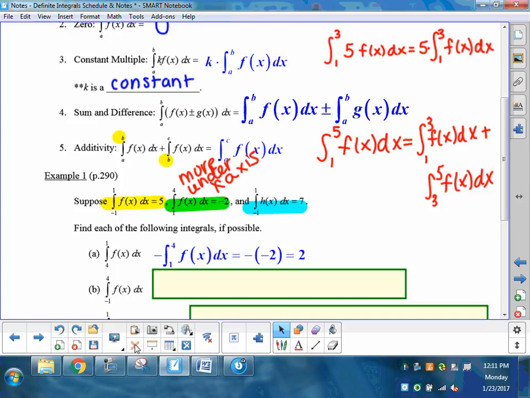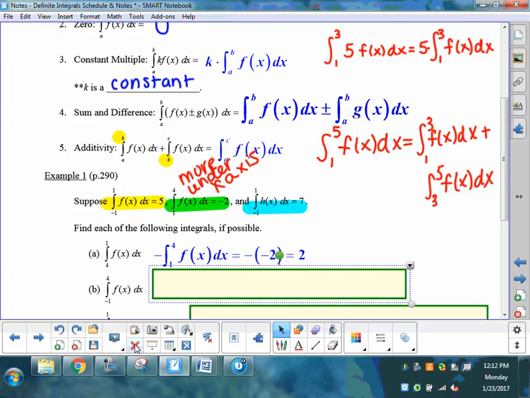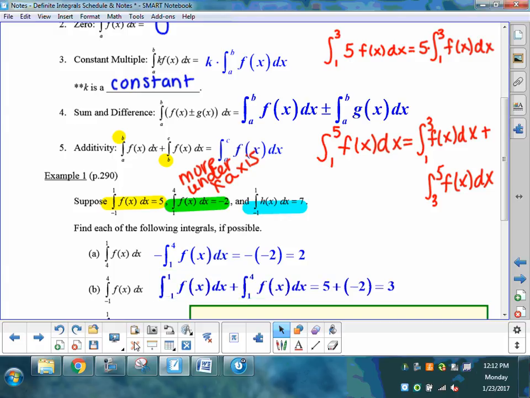Take a look at the next one. What would we do to find an answer in B? Hands up, please, when you can tell me what we would do for an answer in B. I got 1, 2, 3, 4, 5 of us, 6. Not bad. John, what do you say? Add the integral of -1 to 1 of f of x dx with 1 to 4 f of x dx. And what do you get then, please? 3.